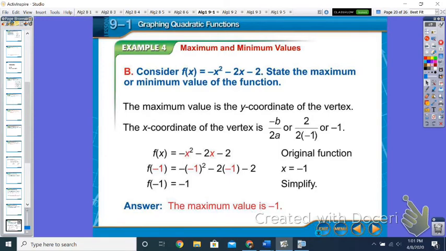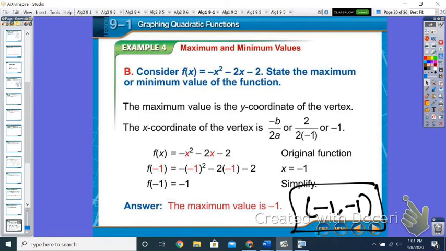That means that the y-coordinate of our vertex is -1. I'm going to prefer to see these as an ordered pair, which means for our answer, I would like you to write -1, -1.